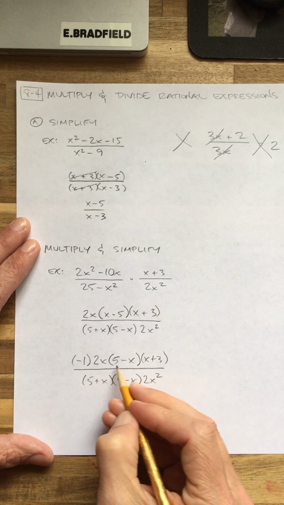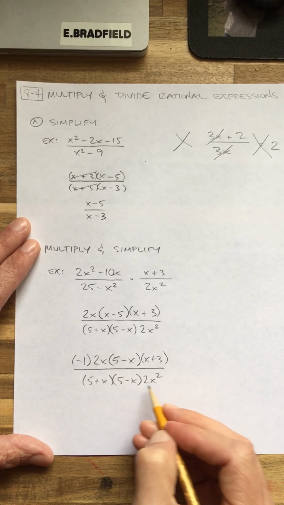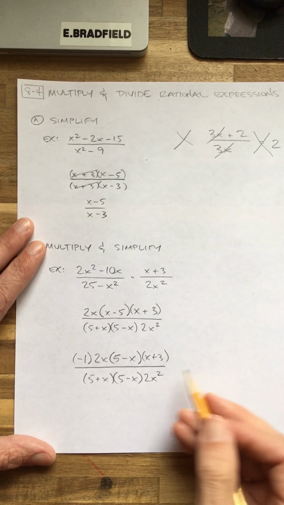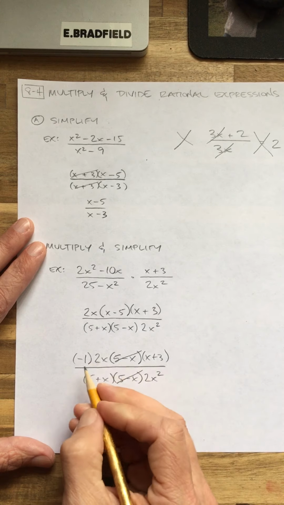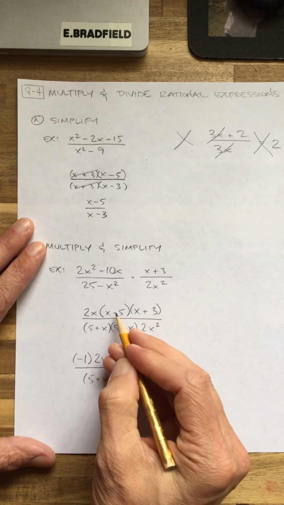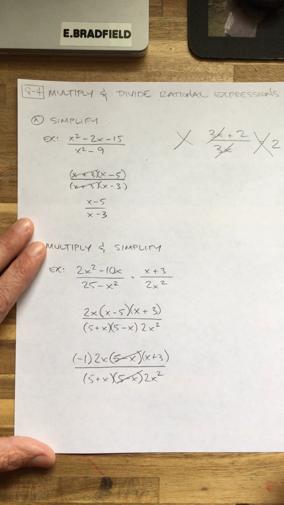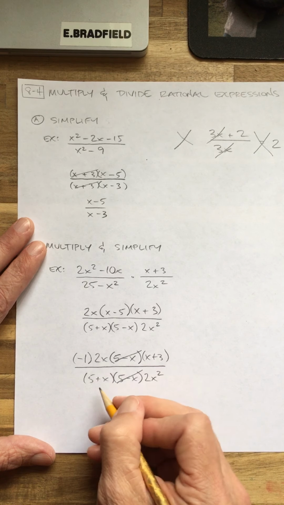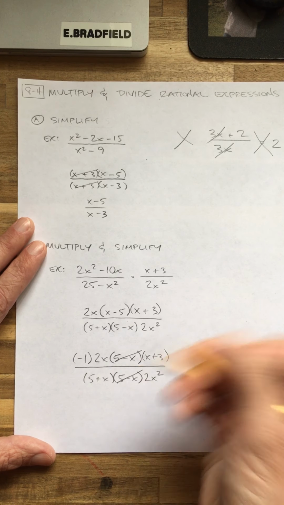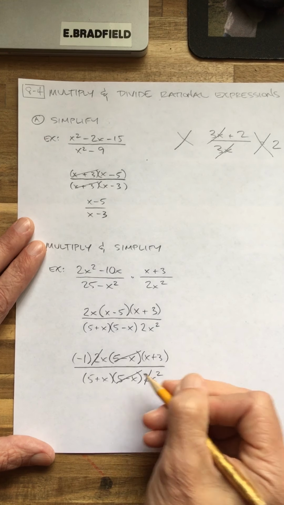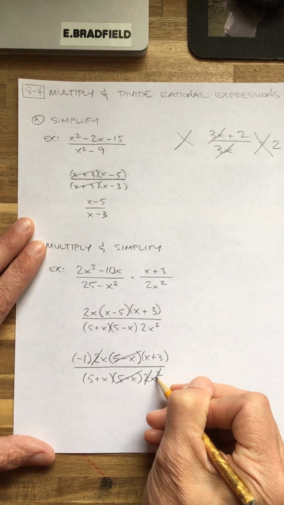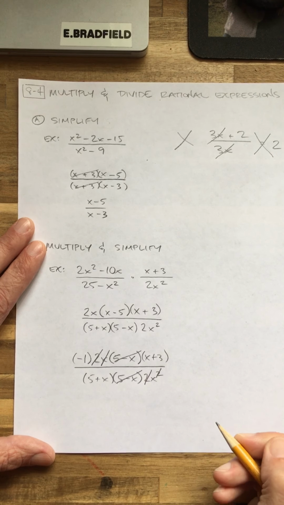All right, and now look. Everything, this times this times this times this over this times this times this. We're good to go. We can cancel stuff. 5 minus x now cancels with 5 minus x. Remember, if you want to flip those guys, just flip one of them by putting a negative 1 out in the front. 5 plus x doesn't match with x plus 3. You got to let that one go. The 2 cancels with the 2. One of these x's right here cancels with this x right there.